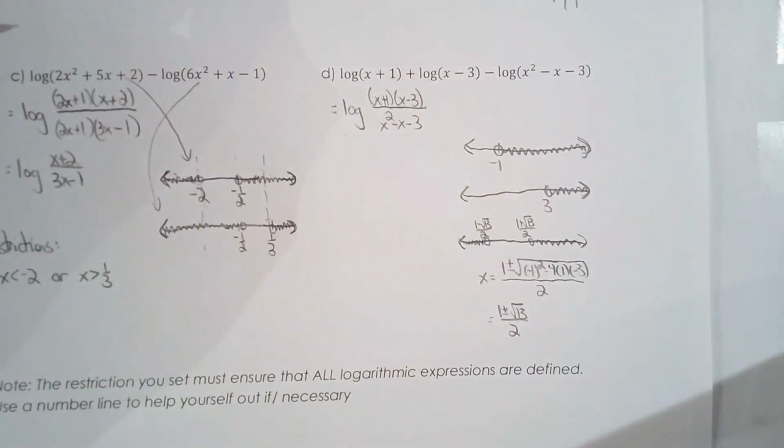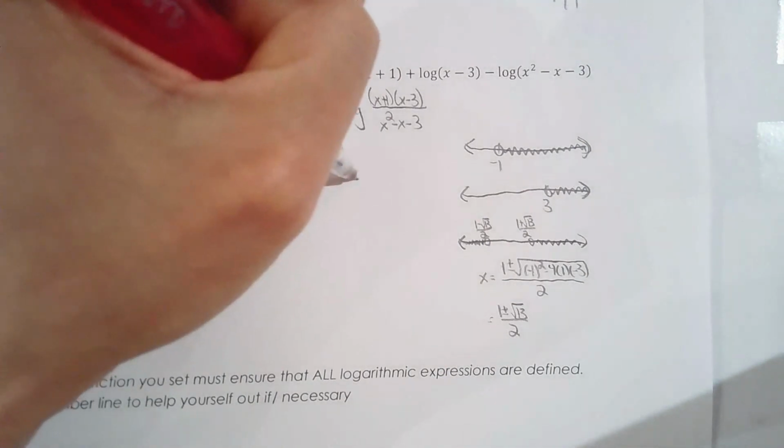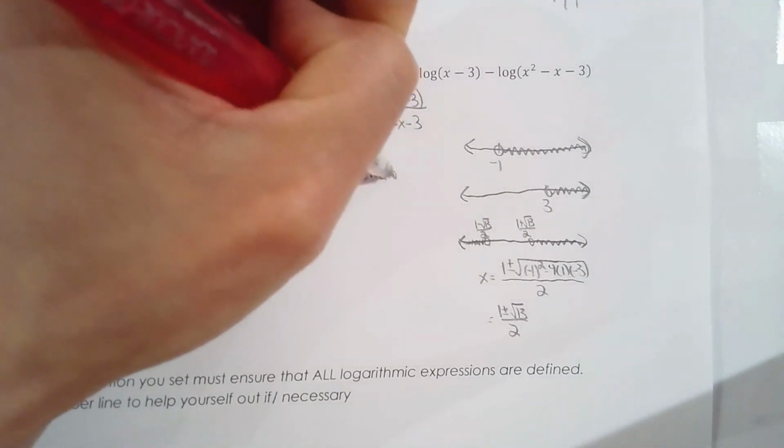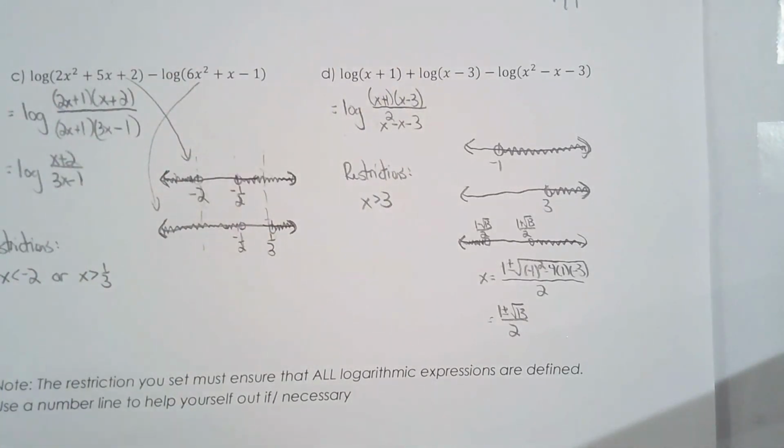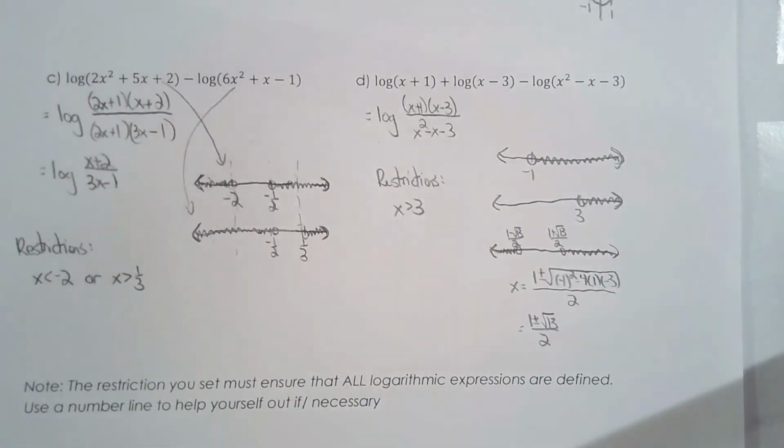So guess what? The restriction is x is greater than 3. Okay, so really the restriction part is the hard part, because you're essentially solving a bunch of inequalities to determine when the logarithmic function is defined. All right. So we added 2 more tools to our skill set, the product law of logarithms and the quotient law of logarithms, which is very much related to the product law of exponents and quotient law of exponents.